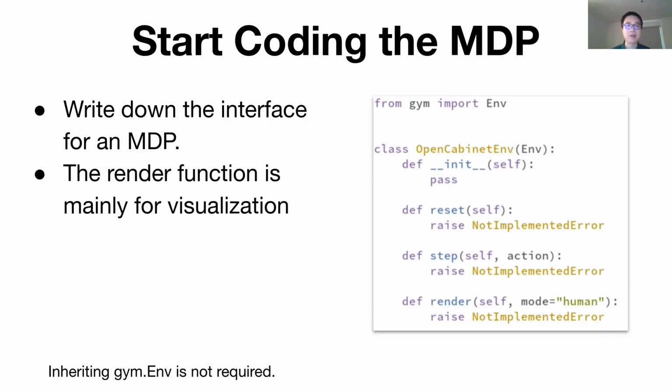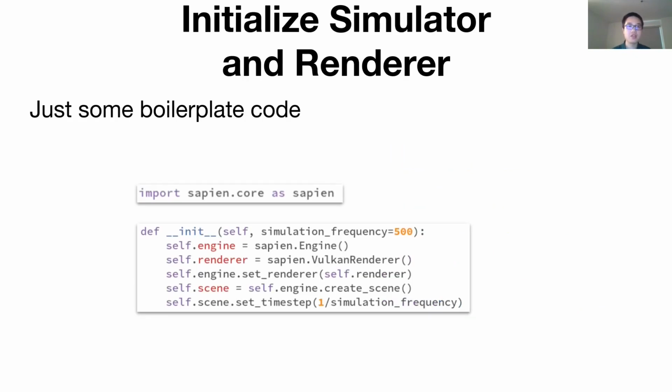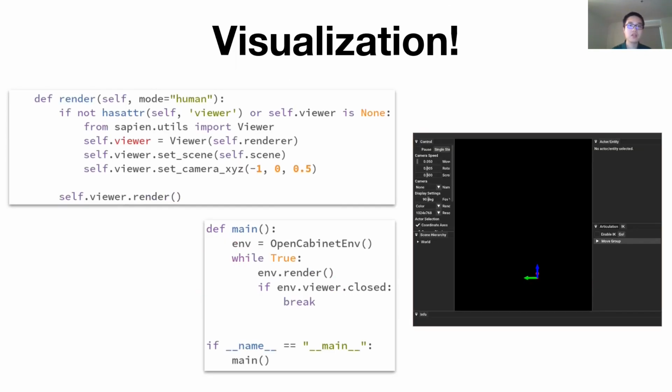Now it is time to start coding the MDP. We follow the Gym interface to write reset and step. The render function is mostly for visualization. Next, we initialize Sapien with some standard boilerplate code. The most important thing in building an environment is visualization. So we implement the render and write a main loop for running the viewer.